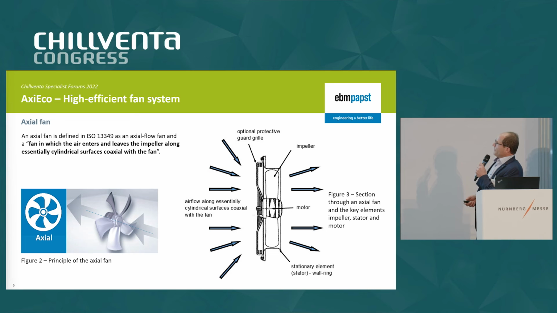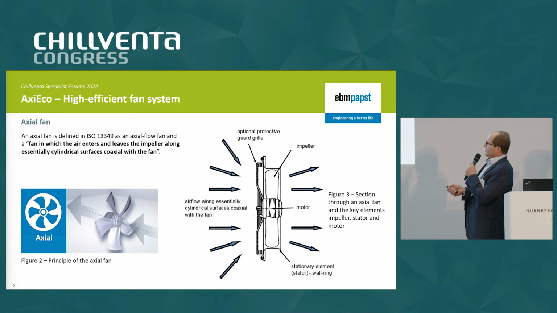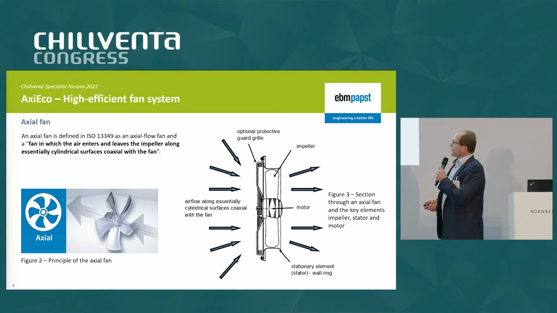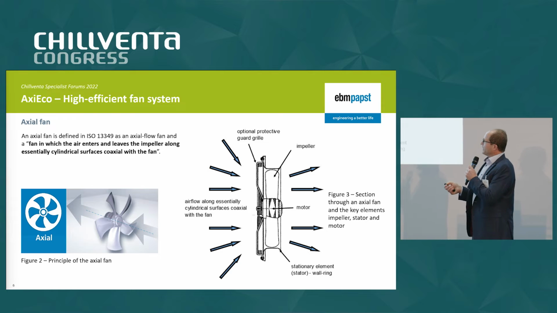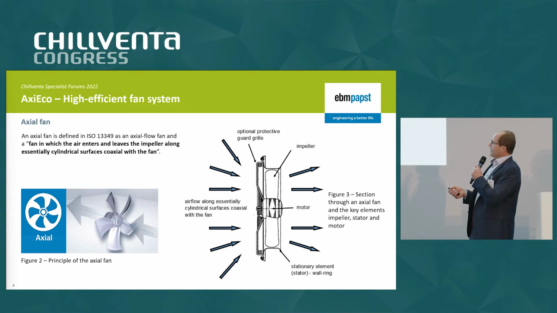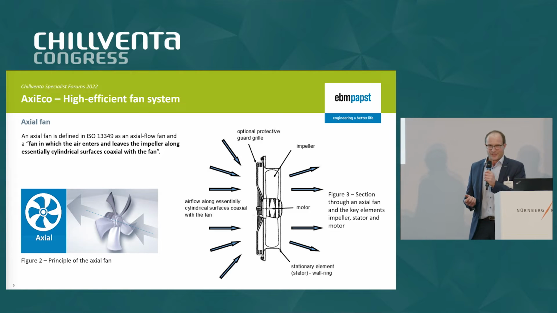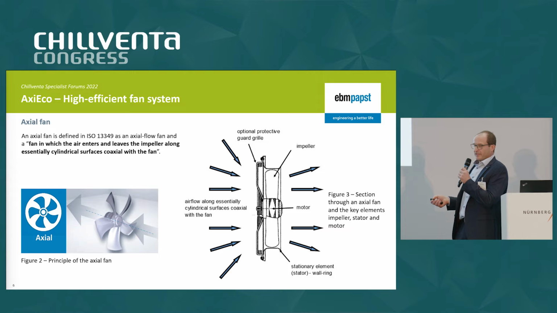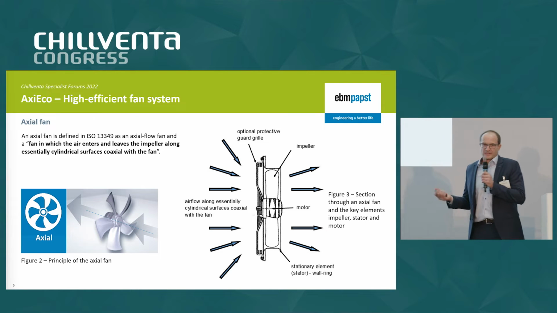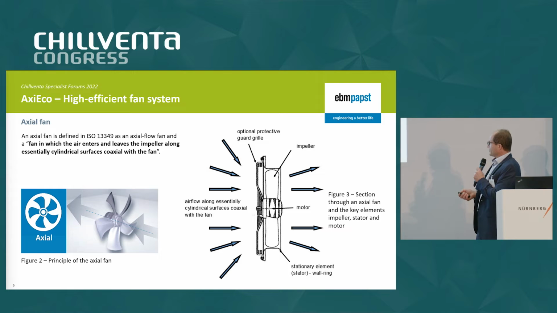Right. So what is an axial fan actually? An axial fan, according to the ISO standard 13349, is an axial flow fan, a fan in which the air enters and leaves the impeller along essentially cylindrical surfaces coaxial with the fan. Sounds a little bit tricky and complex. It means actually the air goes in an axial direction and the air goes out in an axial direction. That's it, more or less, in a nutshell. Right, that's all to mention here.